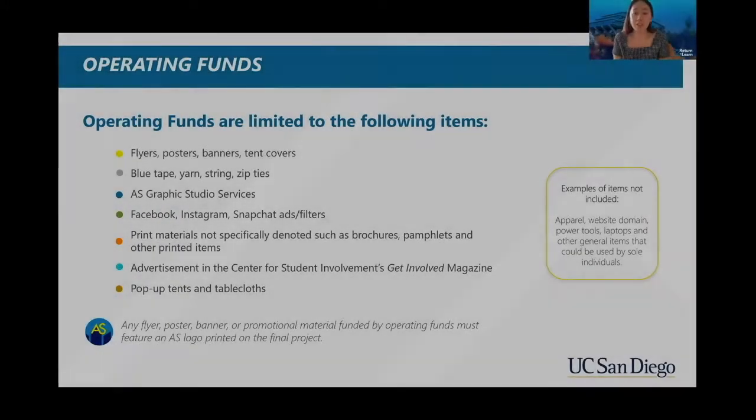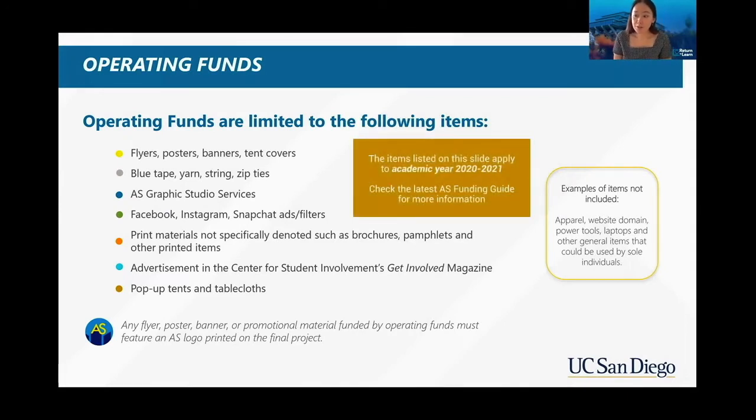So operating funds are limited to the following items: flyers, posters, banners, tent covers, blue tape, yarn, string, zip ties, AS graphic studio services, Facebook, Instagram, Snapchat ad filters, print materials not specifically denoted, such as brochures, pamphlets, and other printed items, advertisement in the CSI Get Involved magazine, and pop-up tents and tablecloths. More permanent items like apparel and laptops aren't allowed. And any promotional material funded by operating funds must feature the AS logo on the final project.